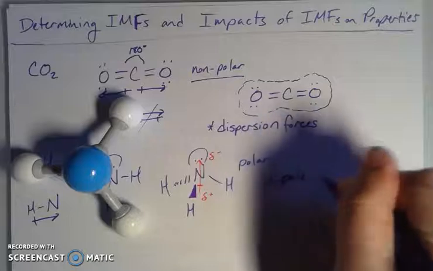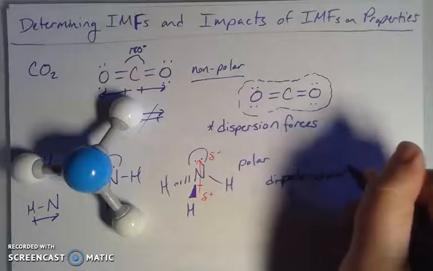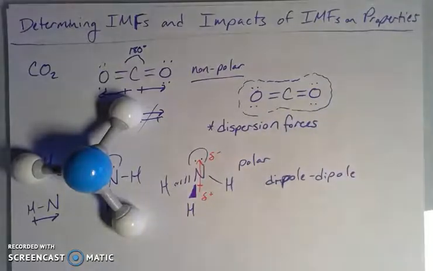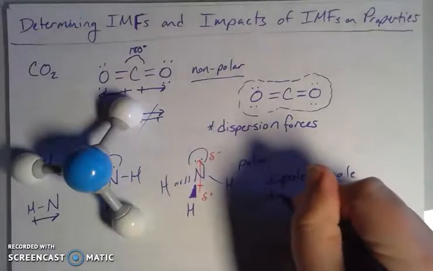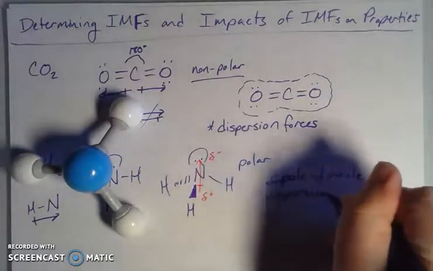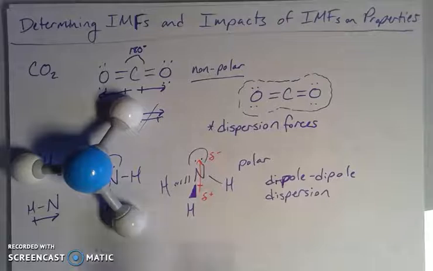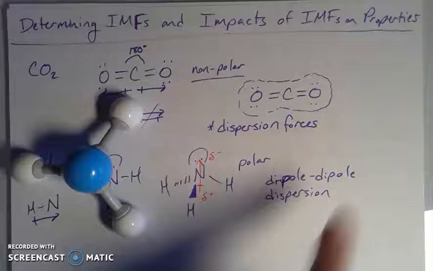Pardon my line there. Dipole-dipole. Because dispersion forces are in everything, it also has dispersion forces. Because of the random motion of electrons, there will still be dispersion in this as well. It's not going to be as much of an impact because it's so much weaker than the dipole-dipole.